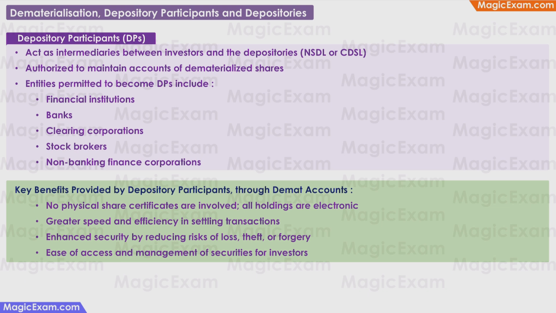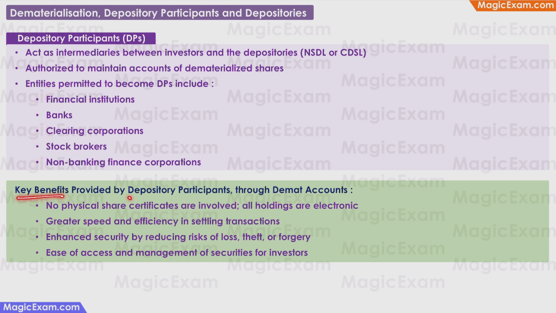If you are asked to write about depository participants, these are the important points. Depository participants act as intermediaries between the investors and the depositories, the depositories being NSDL or CDSL. The depository participants are authorized to maintain accounts of dematerialized shares. And the entities which are permitted to become DPs include financial institutions, banks, clearing corporations, stockbrokers, and non-banking finance corporations.